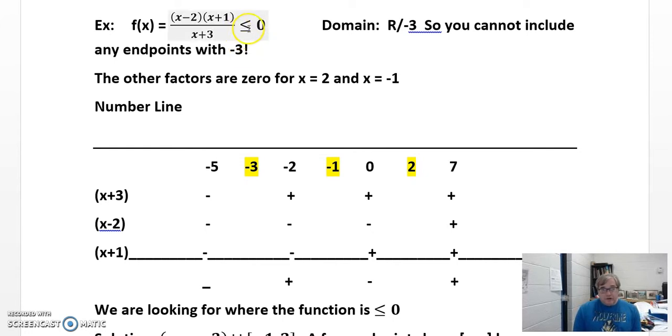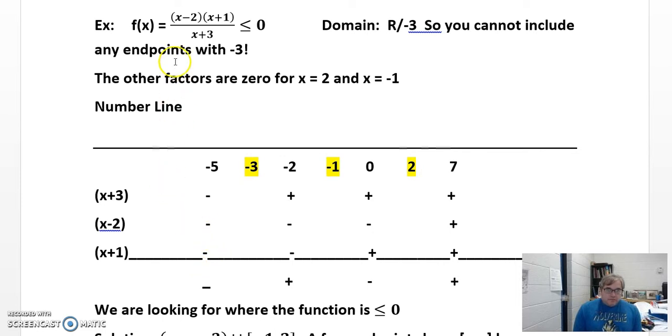The other thing I have to worry about is this is less than or equal to 0. So 2 makes that 0 and negative 1 makes it 0. I'm going to find the 3 numbers that make all 3 of these factors 0, which is negative 3, 2, negative 1, put them in order, then pick numbers in between or beyond them that make sense. All these numbers have to be in order. You can pick any ones you want in black as long as they're in order.